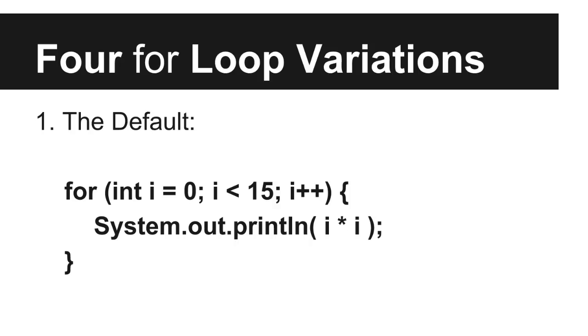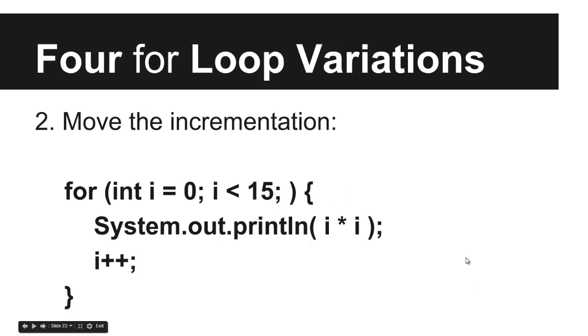The first one that we're going to look at is the default, which is to say that we've got for, we create and initialize a counter, a semicolon, our Boolean conditional, a semicolon, then our counter increment or decrement, close parentheses, and so on. That's the default, and it works just fine. We've already seen this one.